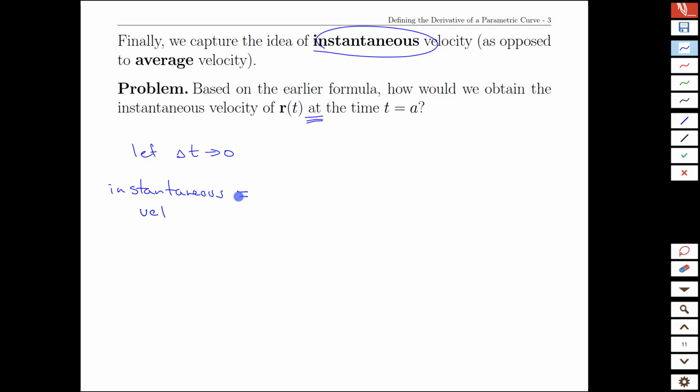velocity is going to equal exactly what we had before, a plus delta t. Keep the color scheme going. So the position at the endpoint minus the start point, dividing all of that by the time interval, delta t, and the only change we make to convert this to an instantaneous velocity is we take the limit as delta t approaches 0.